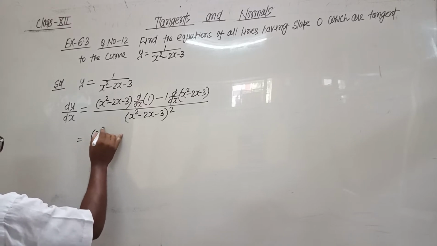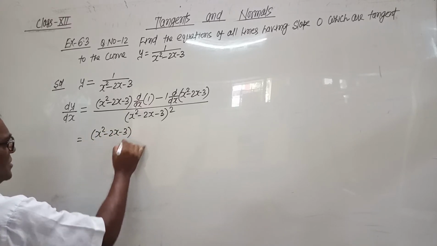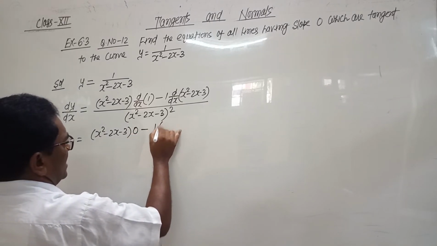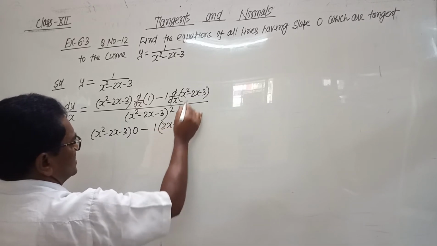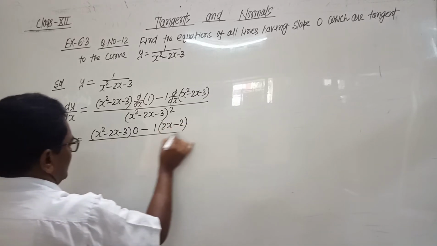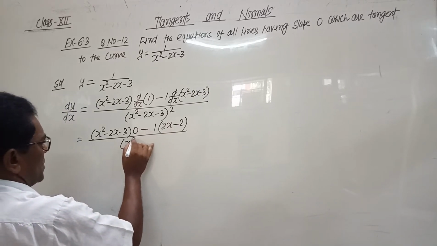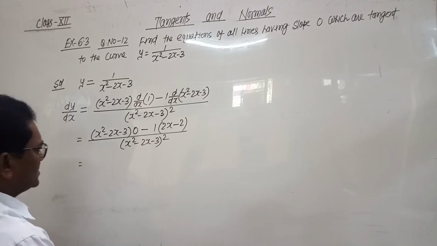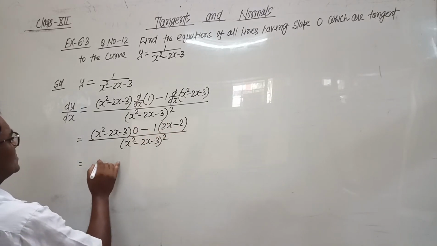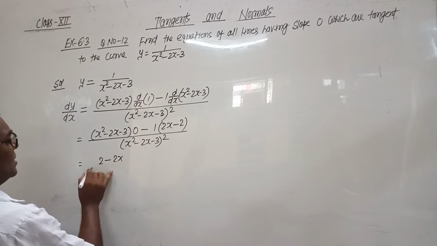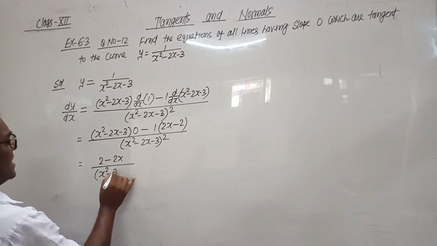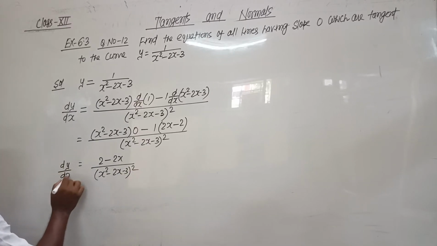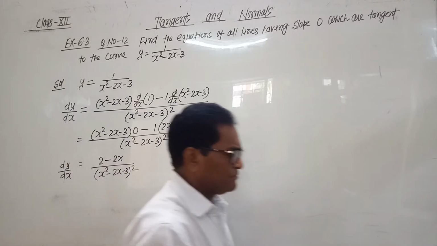So we get x square minus 2x minus 3 and differentiation of 1 is 0 minus 1 and differentiation of x square 2x, differentiation of 2x is 2 and differentiation of 3 is 0 upon x square minus 2x minus 3 the whole square. Then we get minus minus plus 2 minus 2x upon x square minus 2x minus 3 the whole square. This is the value of dy by dx.